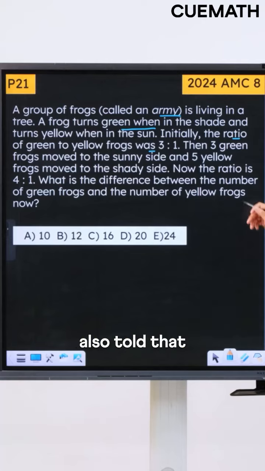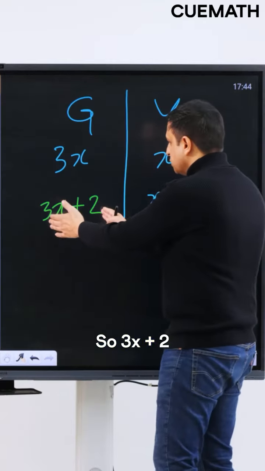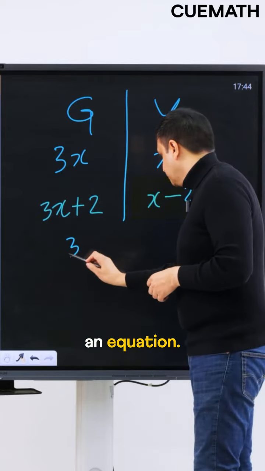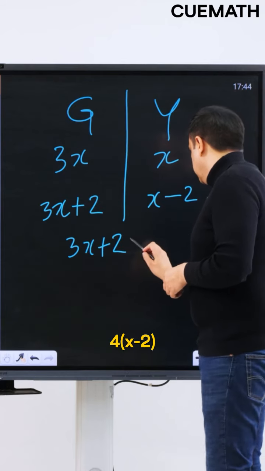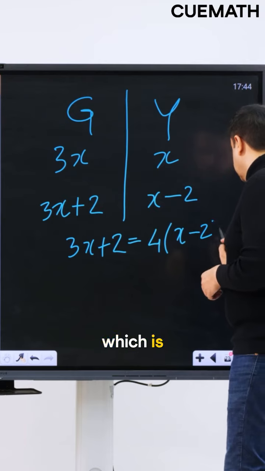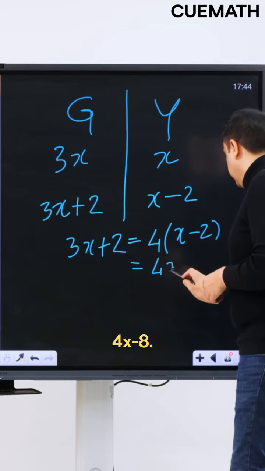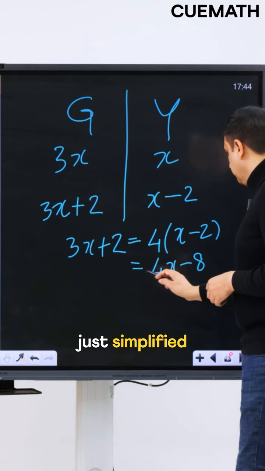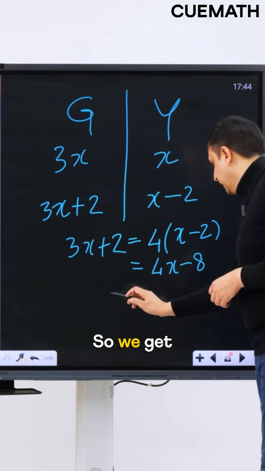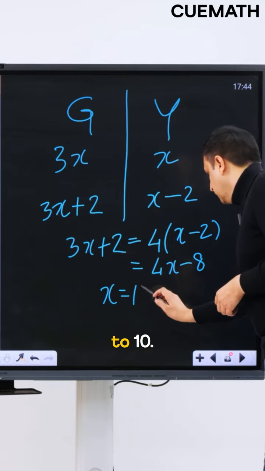And now we're also told that the new ratio is 4:1. So 3x plus 2 is 4 times x minus 2. So we have an equation now. 3x plus 2 is 4 times x minus 2, which is equal to 4x minus 8. So now we just simplify, 3x over to this side and minus 8 over to that side. So we get x equal to 10.